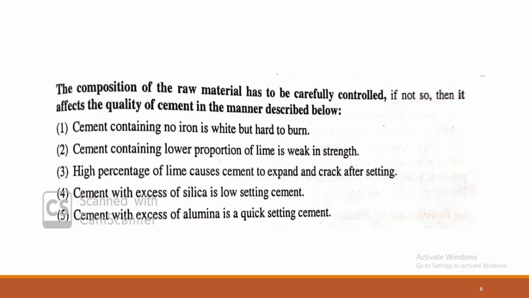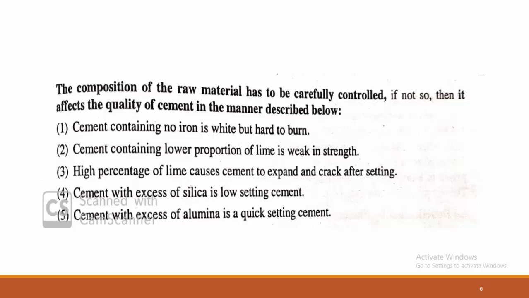Higher percentage of the lime causes cement to expand and crack after setting. See, this is also very important. Whenever low lime content is there, the cement is weak in strength. If a higher percentage of lime is there, that causes expansion and cracks after setting.